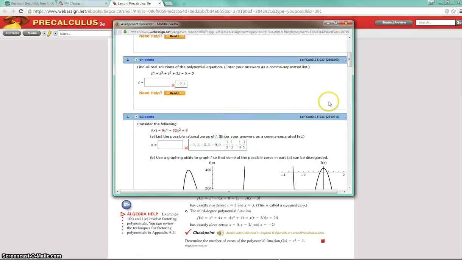Alright, so in Chapter 2, Section 5, we're finding solutions of polynomials. So we're not looking at squareds anymore. We're looking, well, there could be squareds, but it could be any polynomial, and we're looking for real and complex solutions. So real and imaginary solutions.